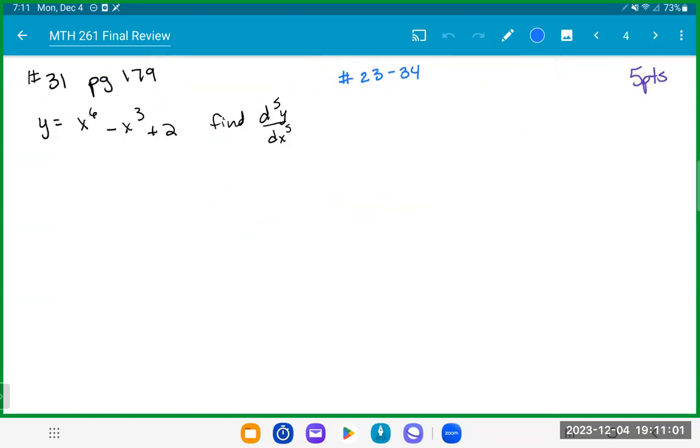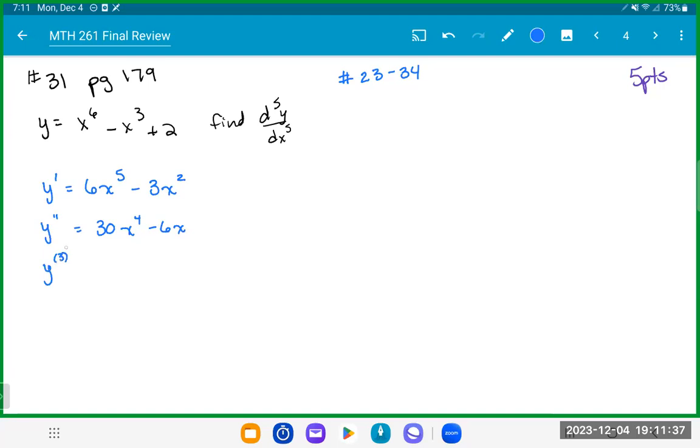All right. So the next problem is we're just solving for higher derivatives. This case, this is asking us to solve the 5th derivative, given that x to the 6th minus x cubed plus 2 is the equation we're given. So the first derivative would be 6x to the 5 minus 3x squared. My second derivative is going to be 30x to the 4 minus 6x.